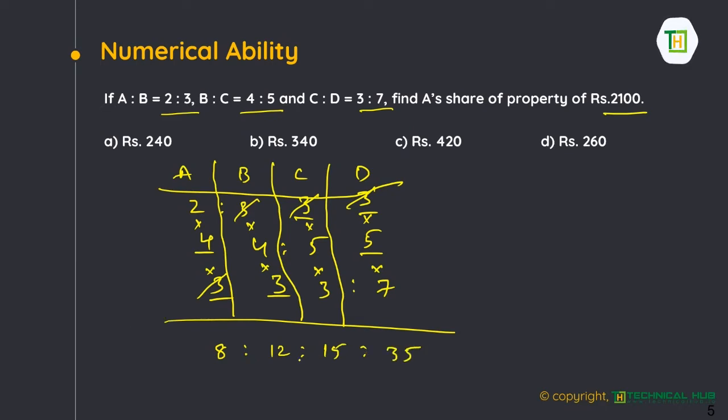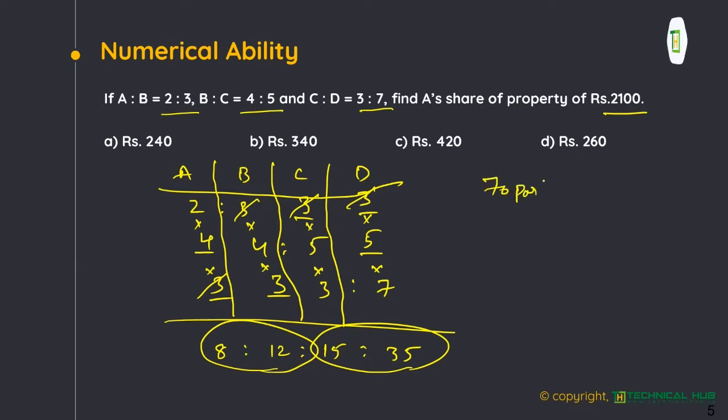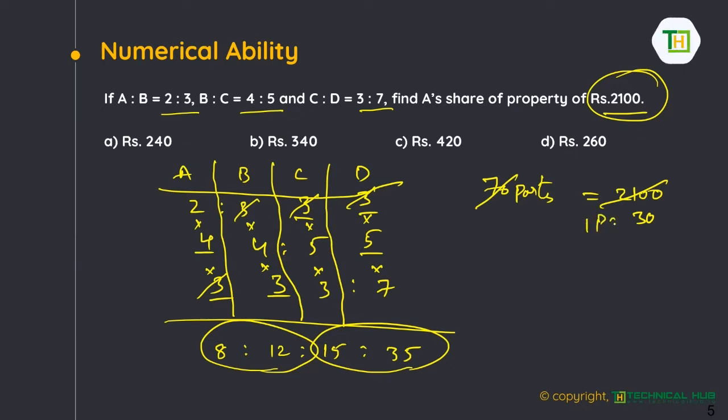Now add all the values. Here it is 20 and this is 50. 20 plus 50, 70. In total, ABCD together have 70 parts. 70 parts is equal to the total amount given in the problem, 2100. Therefore each part becomes 30. One part is equal to 30.